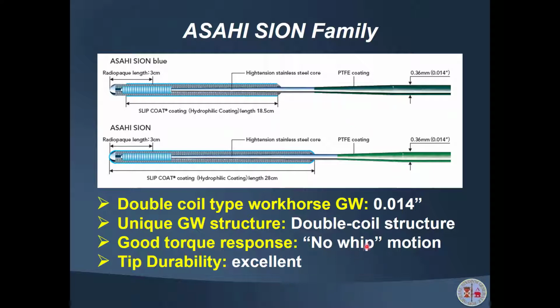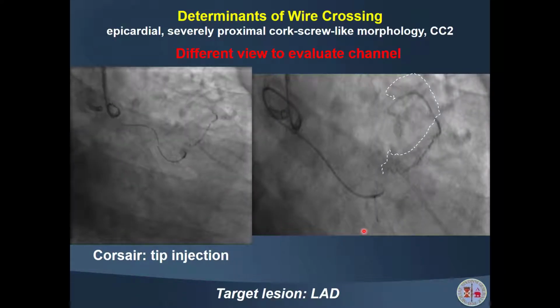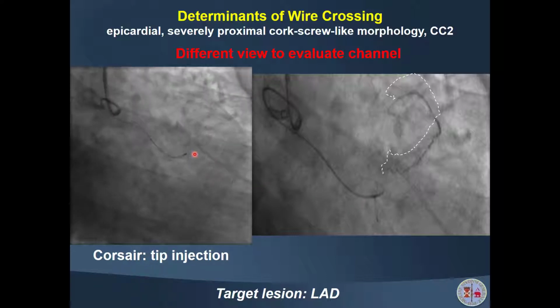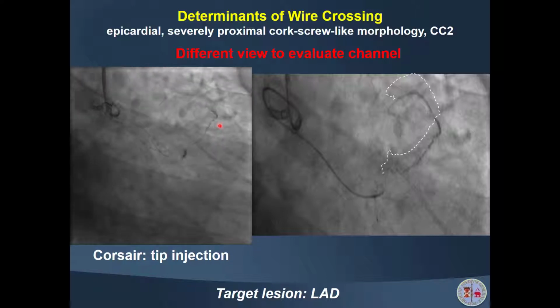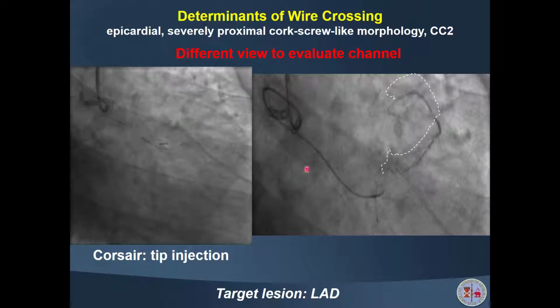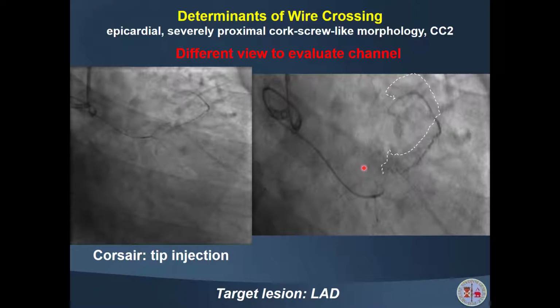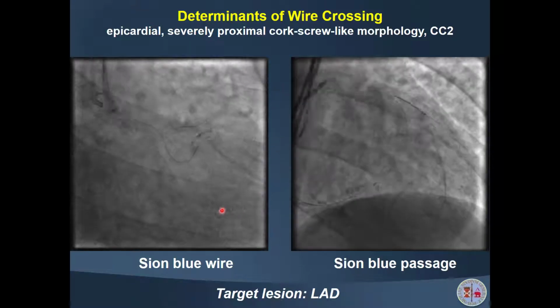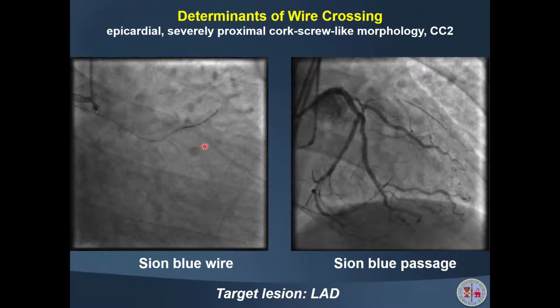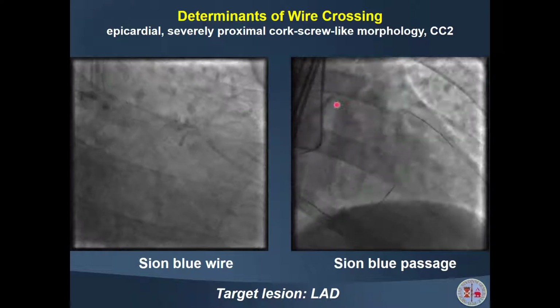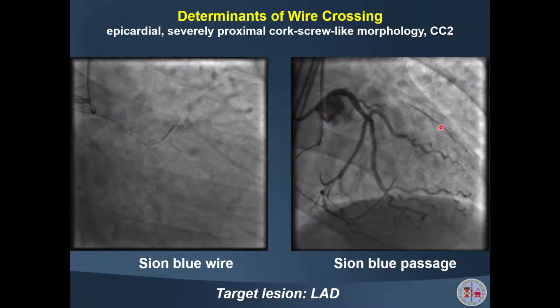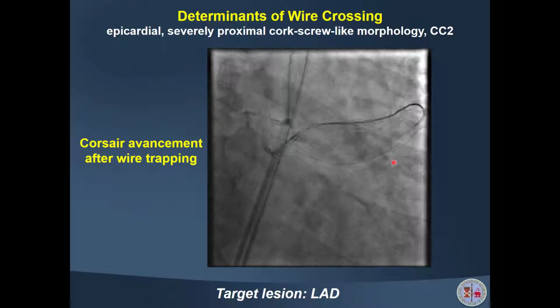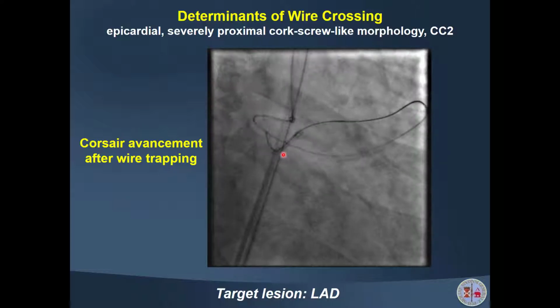And as you can see, many years ago it seemed impossible to go through this collateral, and once again, with these new Sion wires, you can see that it navigates into the artery, goes into the diagonal, and then of course the procedure is completed by the usual trapping into the antegrade wiring, and then reconstruction by drug-eluting stents.